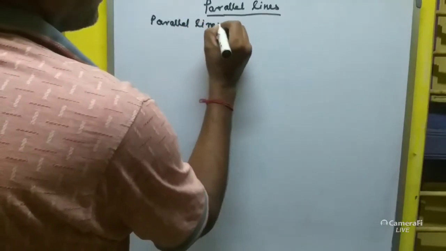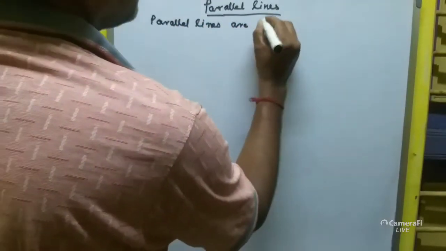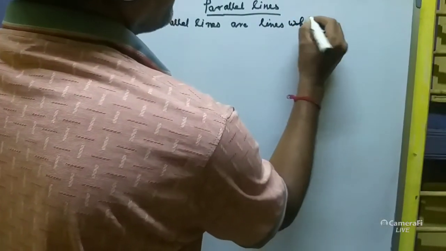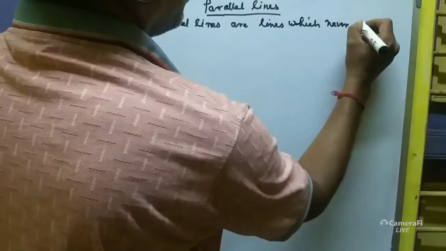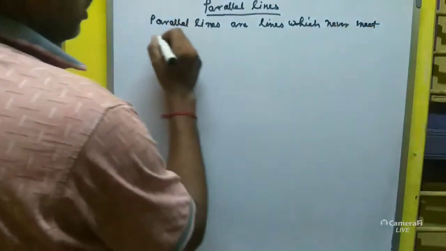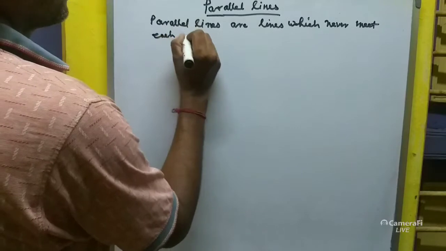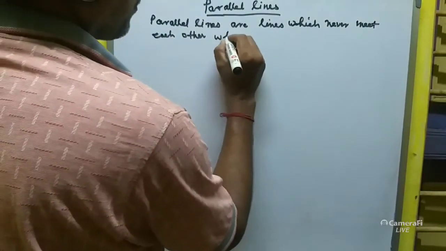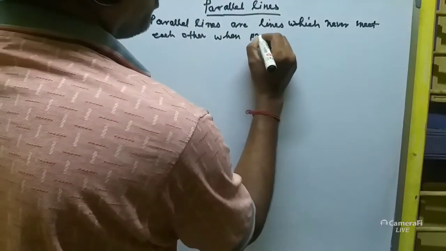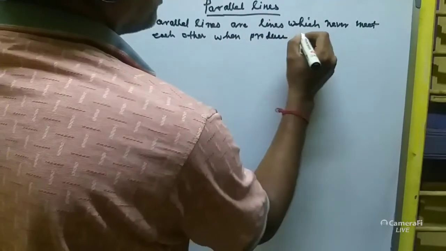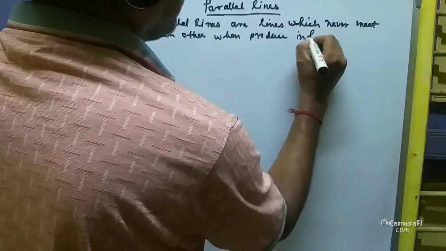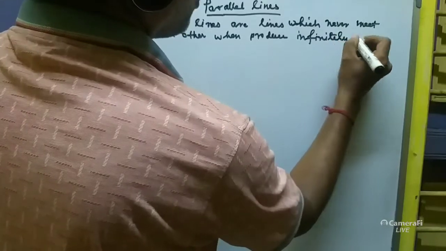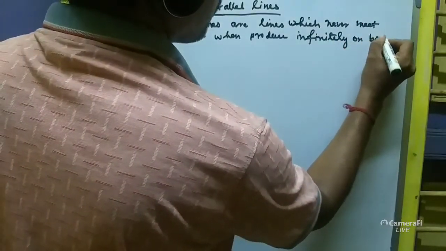Parallel lines are lines which never meet each other, even when produced infinitely on both directions.